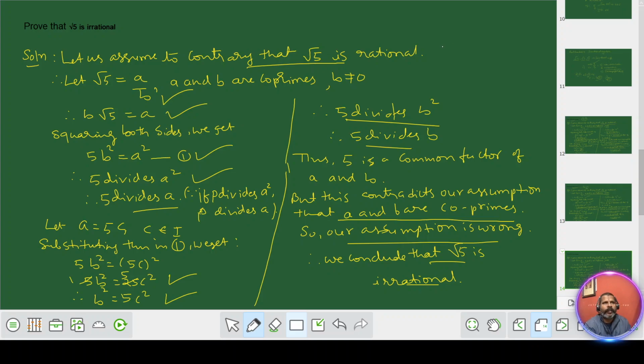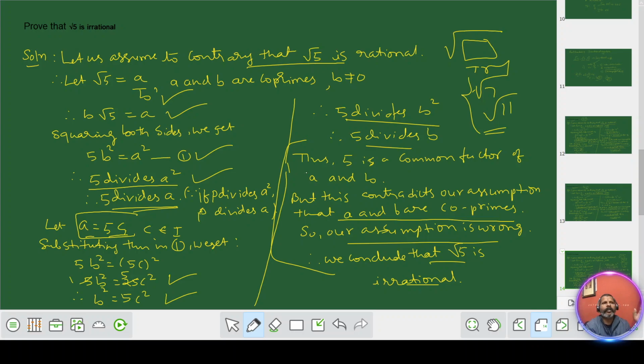For any single-digit root number that is a non-perfect square, these steps remain same. Any number you may take. You can try for root 7. Try for root 11. Same steps. What changes is the number in a equal to that number c. For example, if you take root 7, here 7 divides a square, 7 divides a will come. A equal to 7c will come. So we substitute it. Here b square is equal to 7c square will come. Similarly the last steps remain same.